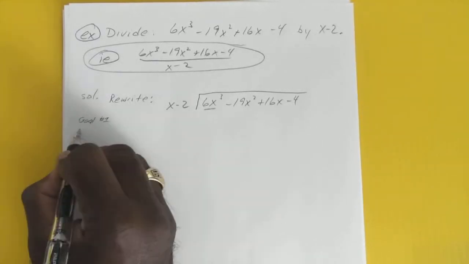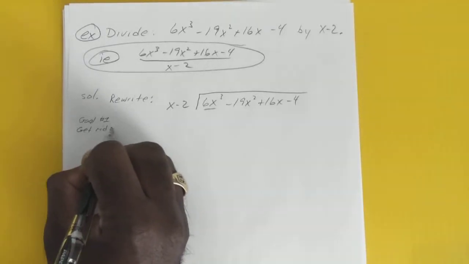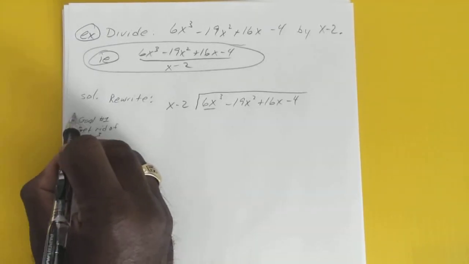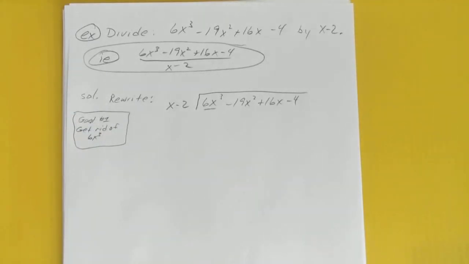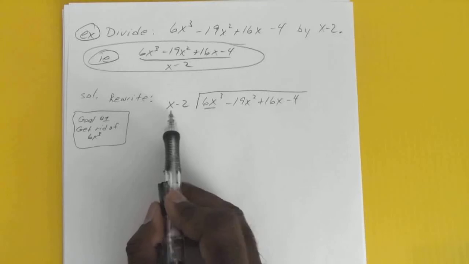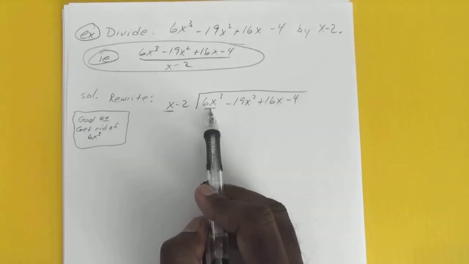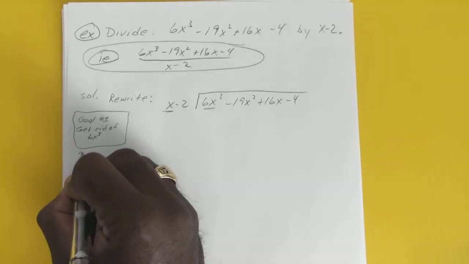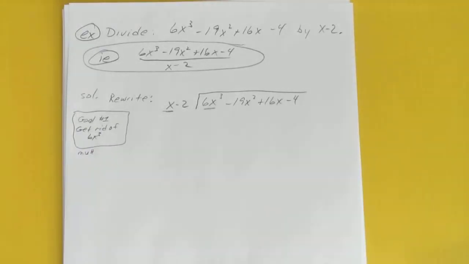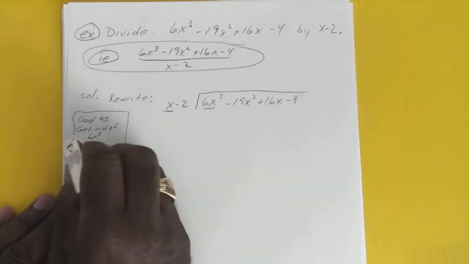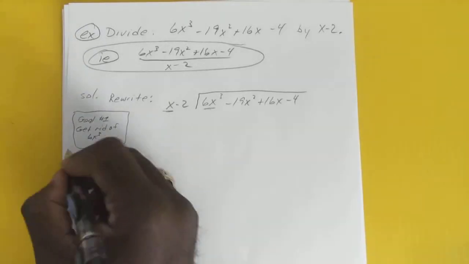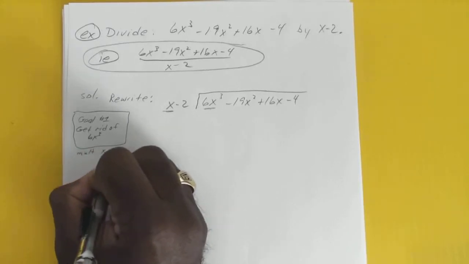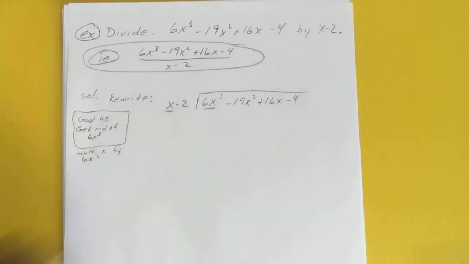So goal number 1, 6x to the third. We do that by finding out what we can multiply by x to give us 6x to the third, which would be 6x squared, because 6x squared times x would give us 6x to the third. So we're going to multiply x by 6x squared. So we put our 6x squared up here.